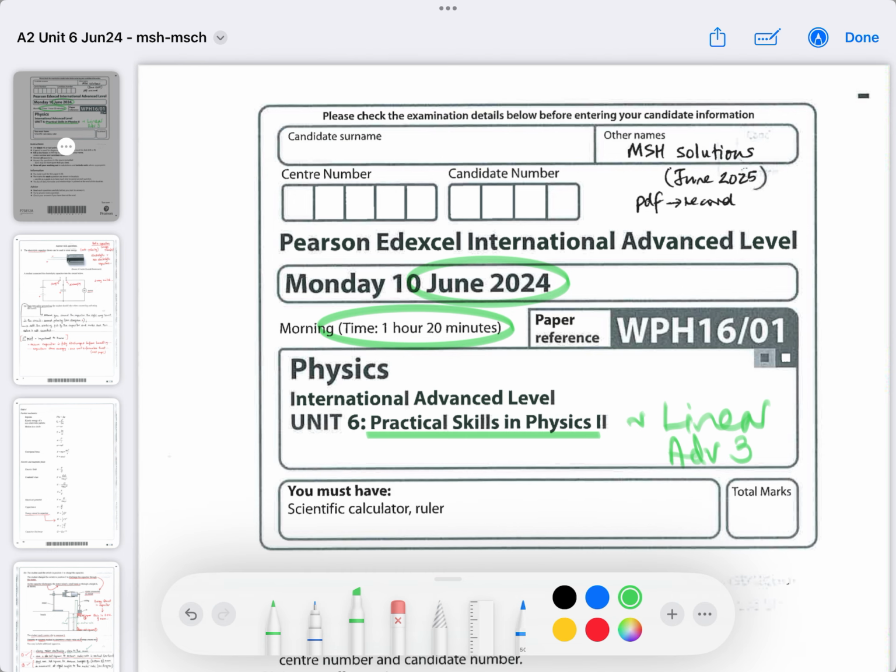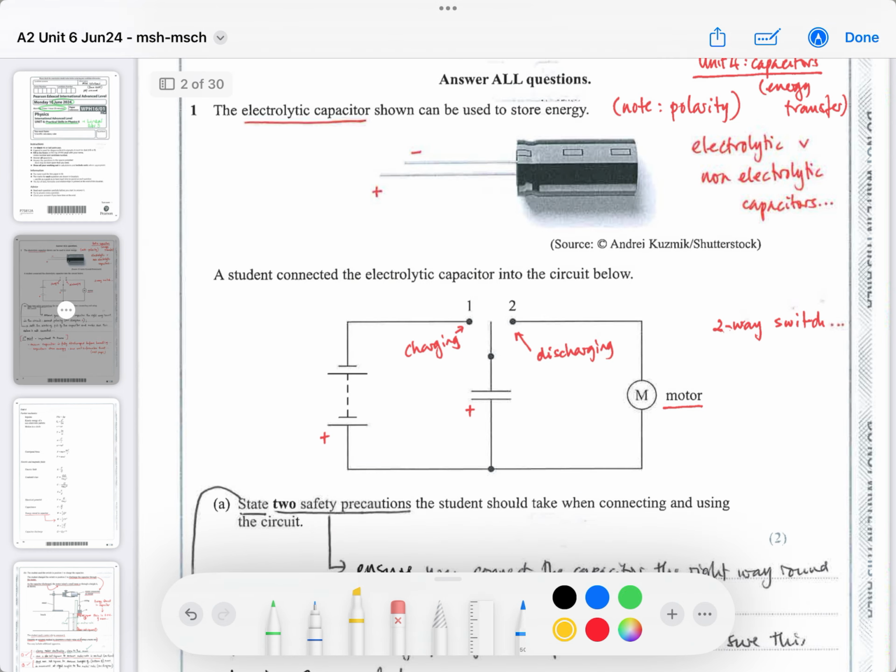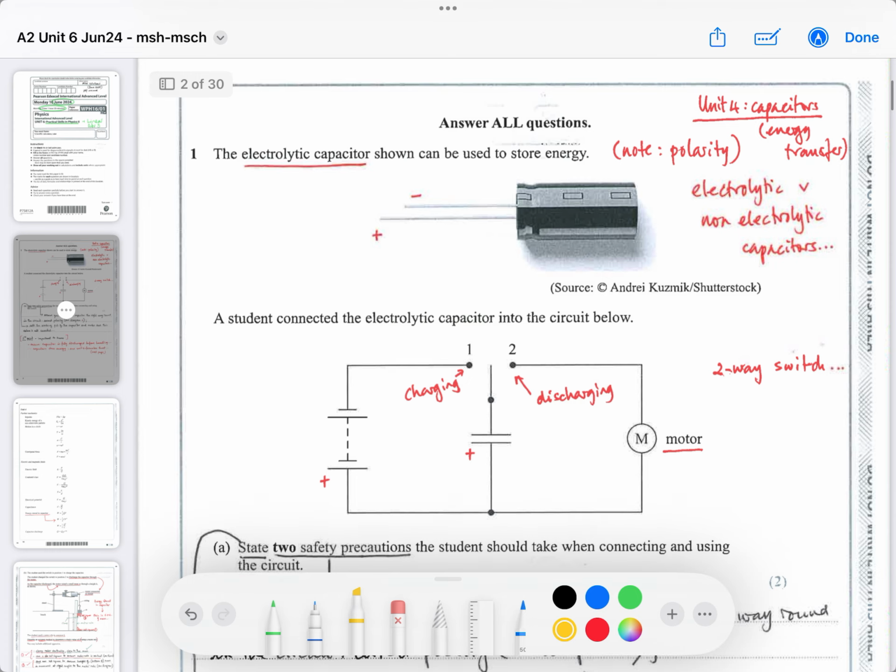Straight into it. The first question is talking about electrolytic capacitors. I know for a start that we didn't stress the difference between electrolytic and non-electrolytic capacitors when we went through the content, which is in Unit 4 of the International A-Level, the first half of Year 13 for the linear students.